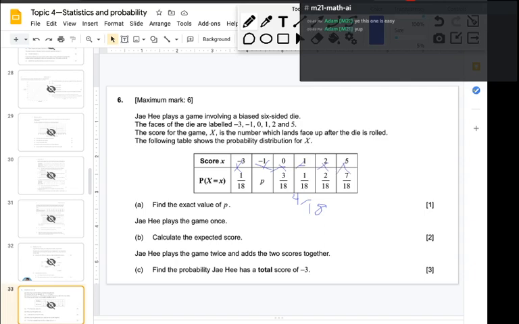The fun part is this part. Play it twice and add the two scores together. So for the probability that he has a total of 3, one combination would be negative 3 and 0. That's literally the only combination you can get. So that's just 1 over 8 times 3 over 18, which is 1 over 18. If they play the game twice, you also need to multiply.